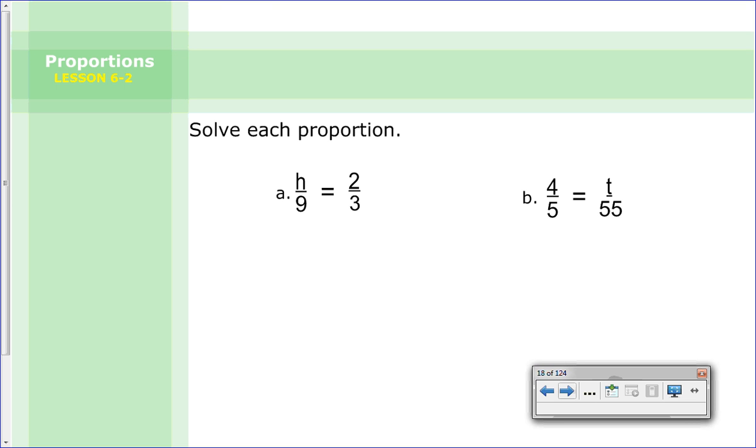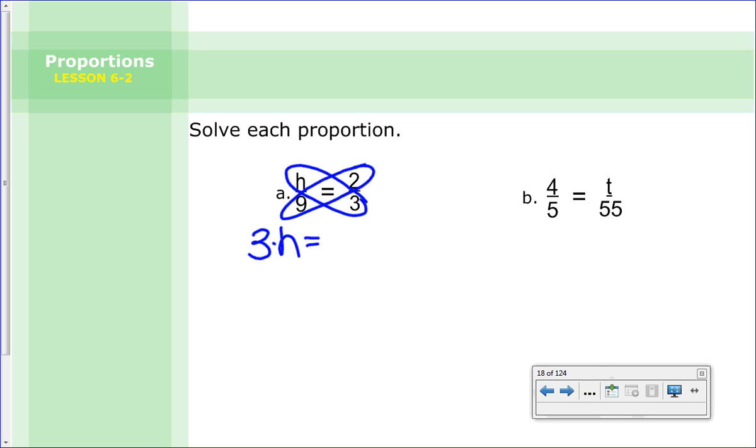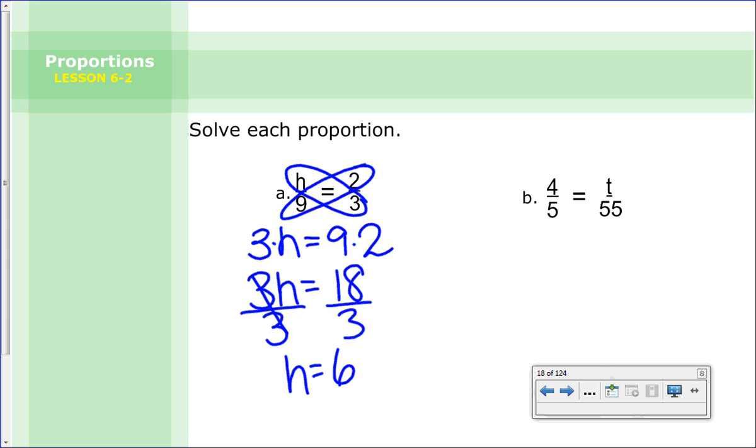All right, let's check those answers, shall we? So here I have h times 3, or I always like to write it with the number first. 3 times h is the same as 9 times 2. Well, 3 times h is 3h, 9 times 2 is 18. In order to get h by itself, I would divide, and I get h is 6. So our missing number here is 6.